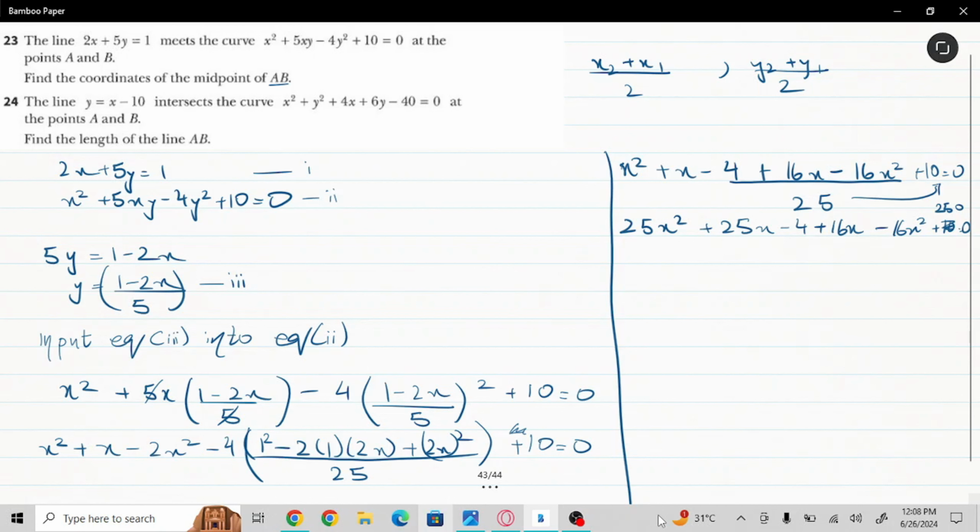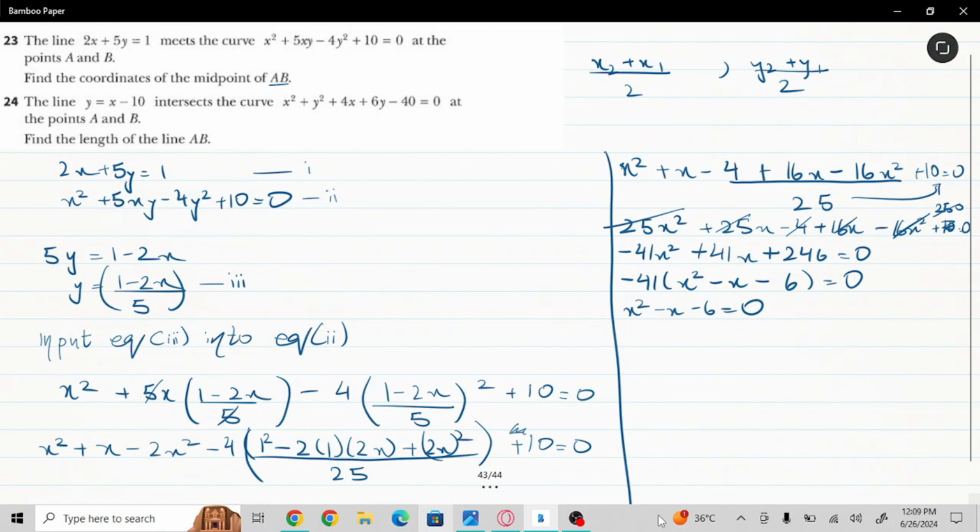25x squared minus 16x squared is becoming 41x squared. Let me cancel the values I've already written down. 25x plus 16x is equal to plus 41x, and minus 4 plus 250. 250 minus 4 is plus 246 is equal to 0. Now take negative 41 as the common factor, and we are going to get x squared minus x minus 6 is equal to 0. So x squared minus x minus 6 is equal to 0 is our quadratic equation.